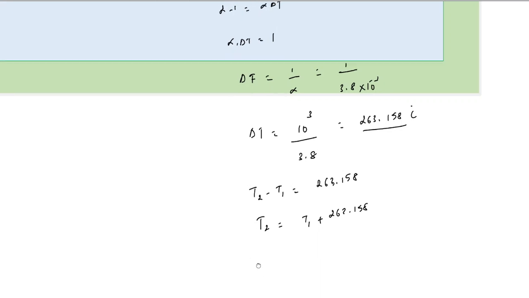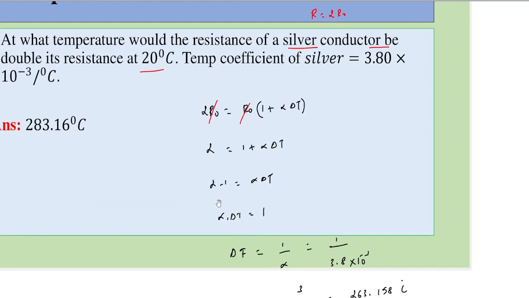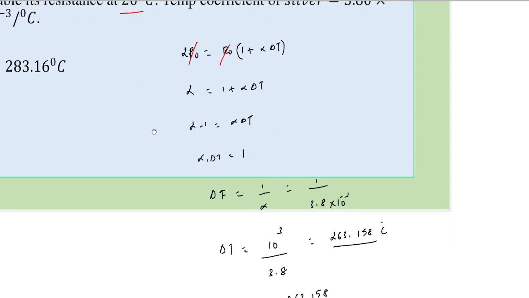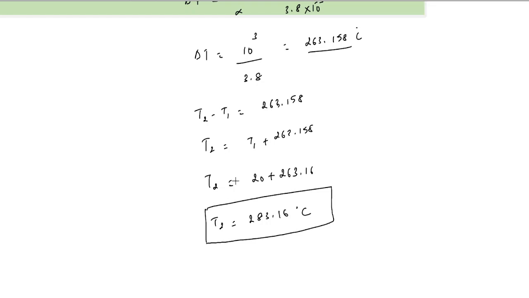263.158, and T1 was given as 20 degree Celsius. So putting it back here, T2 is equal to 20 plus 263.16. You can write 263.16 to make it simpler. So T2 is equal to 283.16 degree Celsius. So this is the required answer.